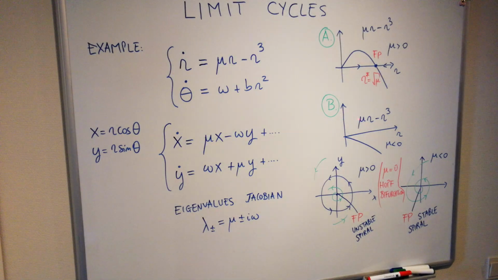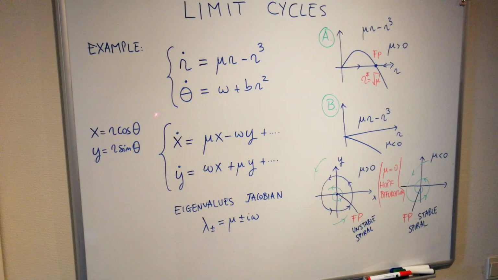Okay, this is for mu positive. For mu negative, this is the behavior of the function: for all r it is negative except for r equal to 0. So there would be a fixed point. For mu positive, this is a circle of radius square root of mu, and theta dot is equal to omega. It's some angular variable that keeps rotating.